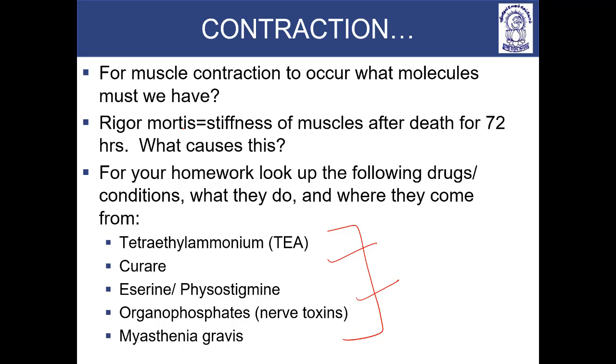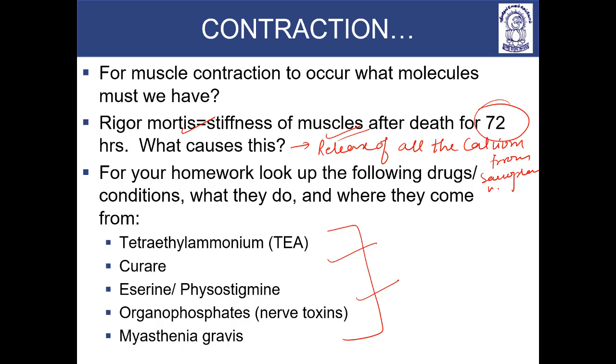Rigor mortis is the stiffness of the muscles after death, for 72 hours. What is the cause for this? The release of all the calcium from the sarcoplasmic reticulum, so the muscle remains in the contracted state.